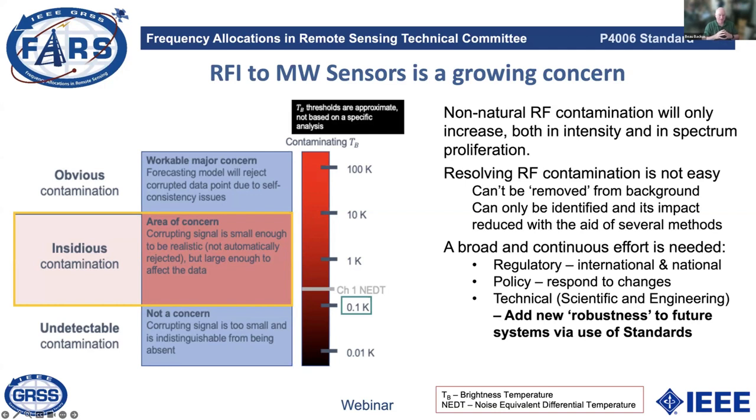The one that is of greatest concern, and not to say that obvious contamination is not of concern, it is, but of even more concern is insidious contamination. And that's where we don't know that we're being contaminated. So that one is very dangerous to us. The corrupting data or the signal, the energy that we're getting that's anthropogenic in nature is actually coming to us by way of such a small amount that it's just corrupting the data. We just don't know that that's there.